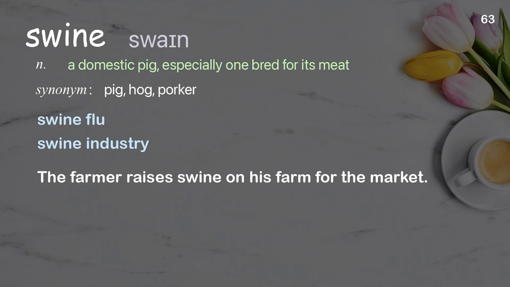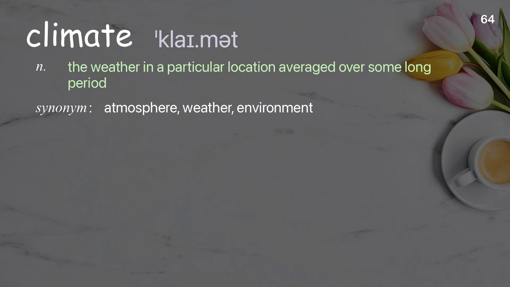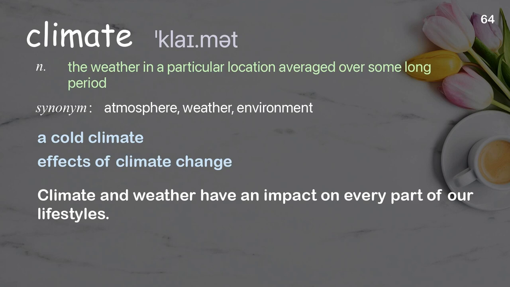Climate. The weather in a particular location averaged over some long period. Examples. A cold climate. Effects of climate change. Climate and weather have an impact on every part of our lifestyles.